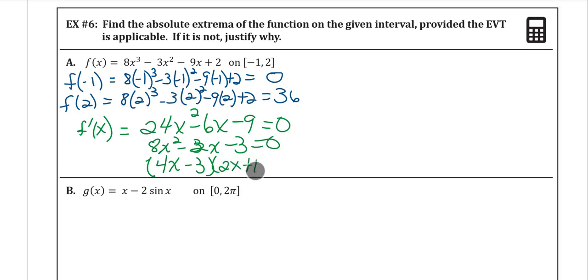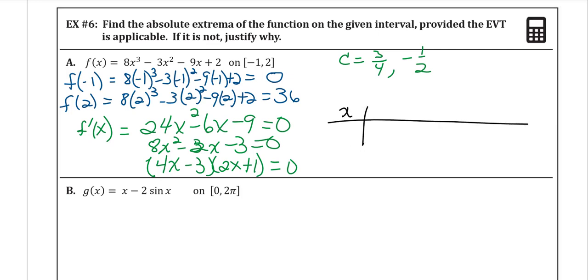2x plus 1. Okay. So our critical numbers are at 3/4 and at -1/2. Now here's where the candidates test comes in. So what we're going to do is make a chart of values here and put them all in order. So our first endpoint, our lowest endpoint, is -1. The next point we come across is -1/2, and then 3/4, and then finally our other endpoint is 2.